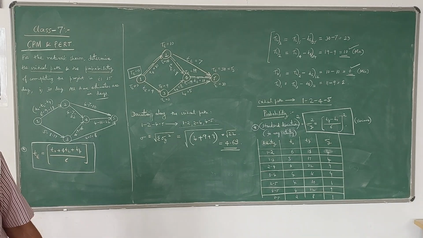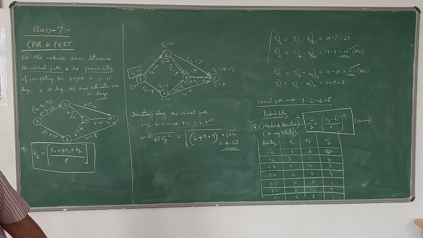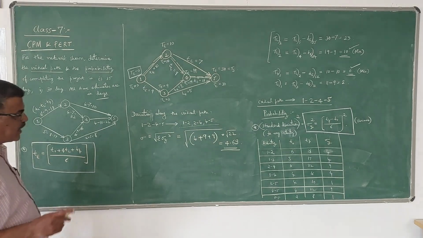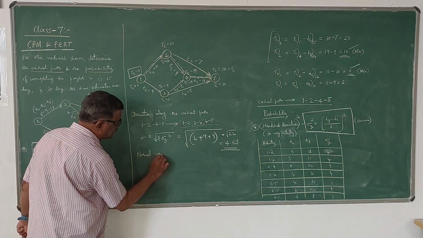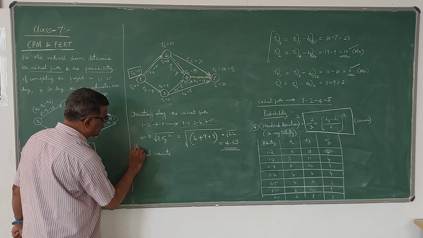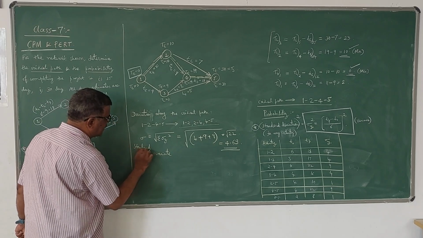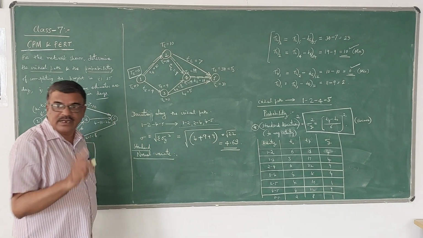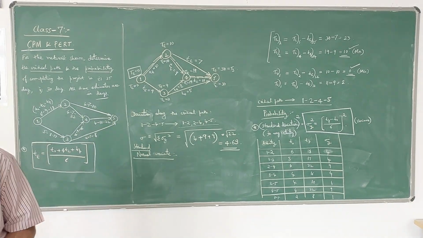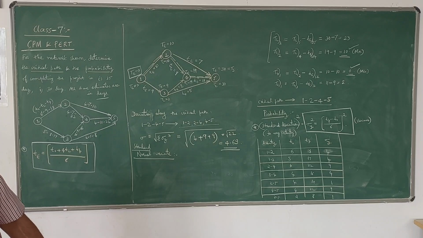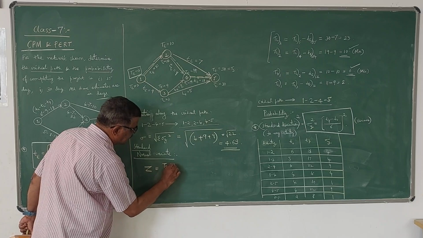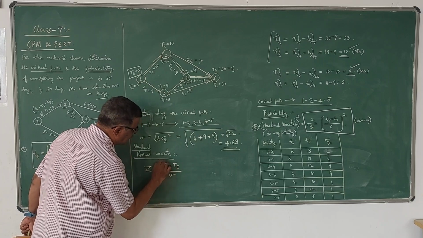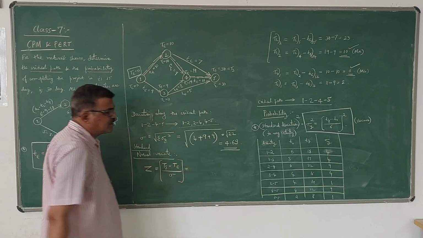Now we have to take the normal distribution curve and calculate. For that we have to calculate the standard normal variate. I have explained this earlier also in module 3. So Z is equal to Ts minus Te by sigma. This is the standard variate we have to take.